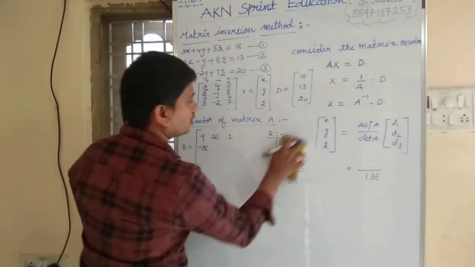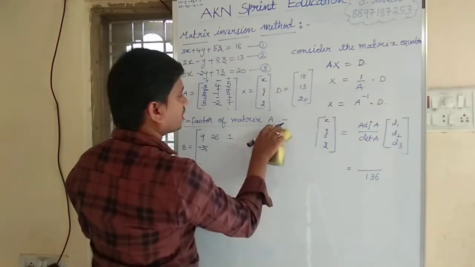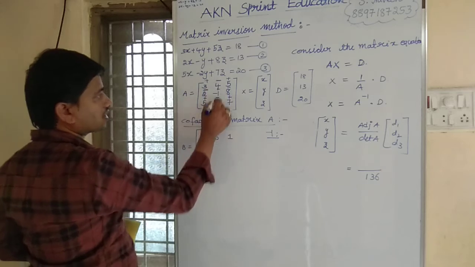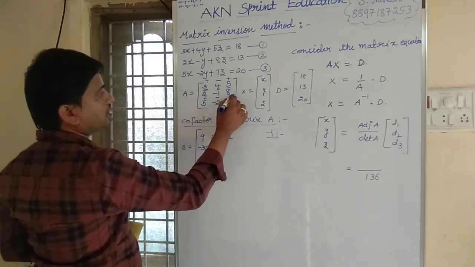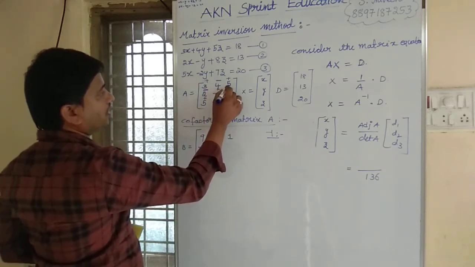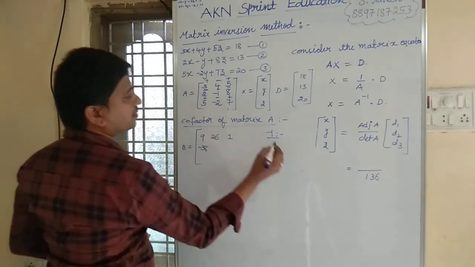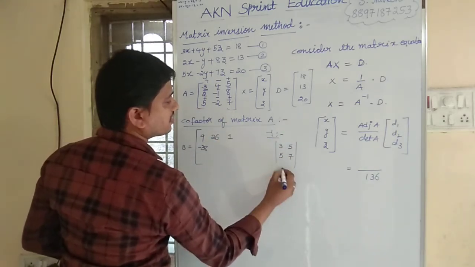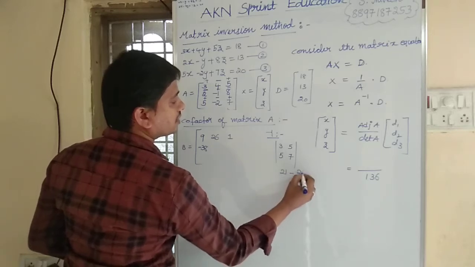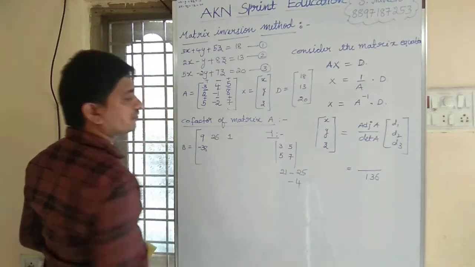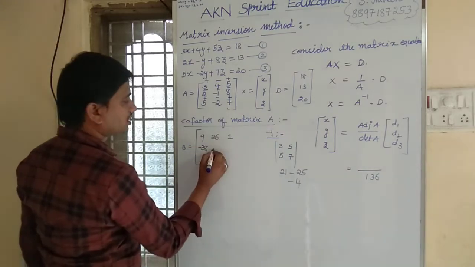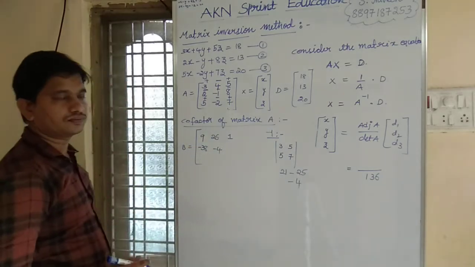Okay. Now let us find the cofactor of minus 1, corresponding column, corresponding row. 3 5 5 7. 3 7 is 21, minus 5 5 is 25. 21 minus 25, minus 4, children. But the sign is plus here, plus into minus, so minus 4.